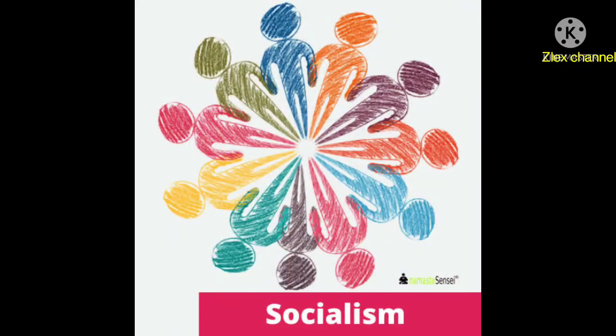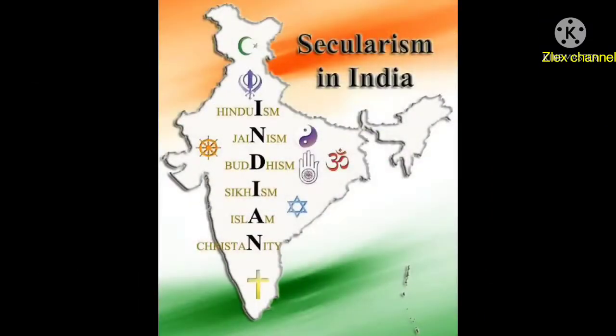Second, socialism. The Indian Constitution provides social equality to all its citizens. Under social equality, everyone must have equal status and opportunities. Third, secularism. India is a secular country. This means that there will be no state religion. All religions will be treated equally.